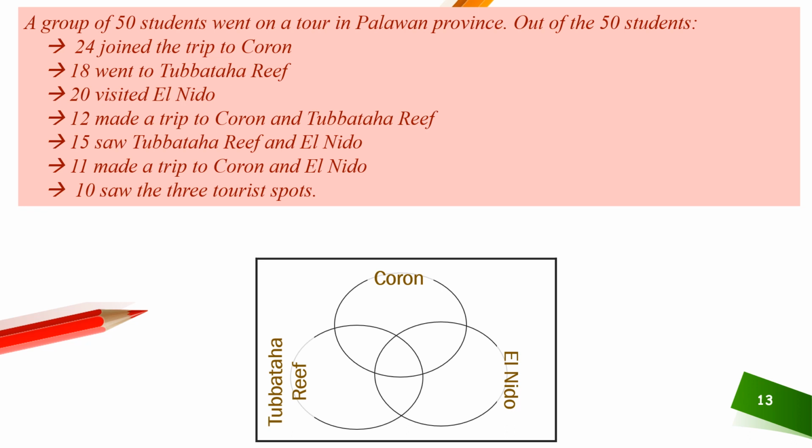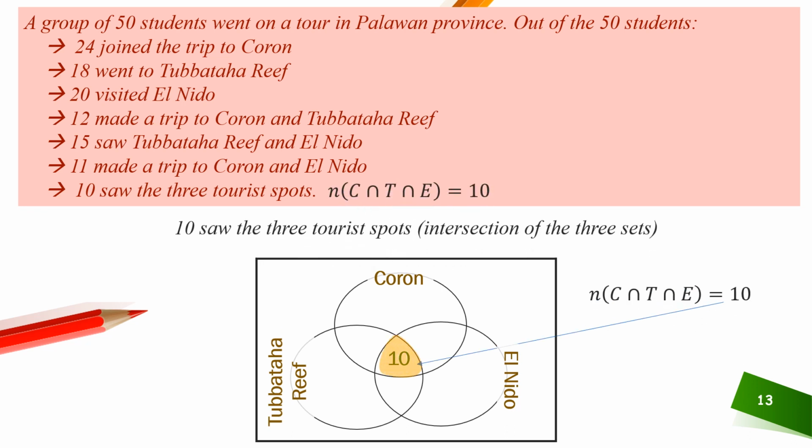Katulad ng ginawa natin kanina, magsisimula lagi tayo sa intersection. Ngayon naman ay sa intersection ng 3 sets. So look at the given. What is the intersection of the 3 sets? Very good. 10 is the cardinality of C intersection T intersection E.